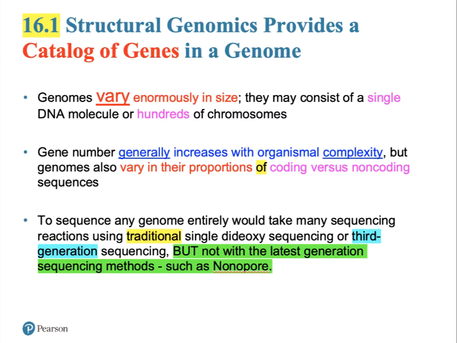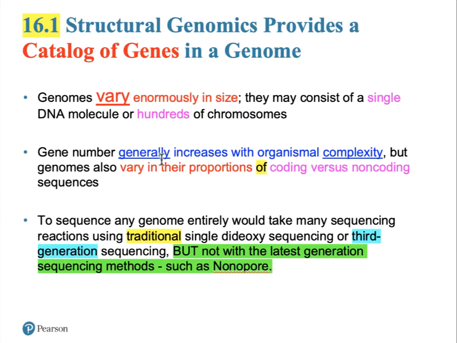The chapter is organized into 4 parts, the first of which tackles the relationship between the genome and its genes. The first obvious takeaway is that there is an enormous variation in the size of a genome across living organisms. Some organisms, such as bacteria, only have a single DNA chromosome. Others have hundreds of chromosomes, such as plants, fish, and amphibians.